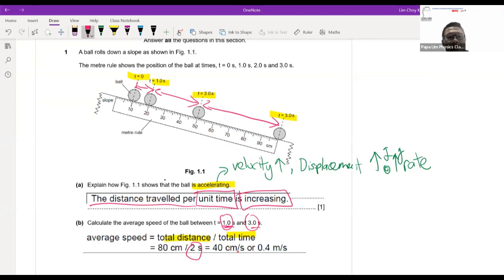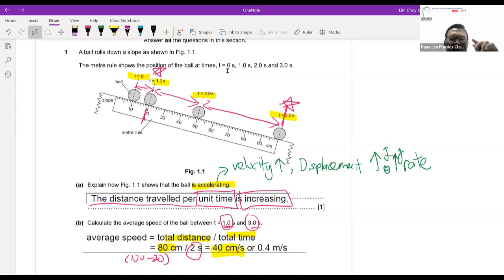And what is the distance between time 1 and time 3 seconds? Time 1 is here, which is 20 cm. Time 3 is here, which is 100 cm. So you'll be 100 cm minus 20 cm, which gives you 80 cm. So when we look at the speed, it is total distance divided by time, which gives us 40 cm per second, which is the answer given here.